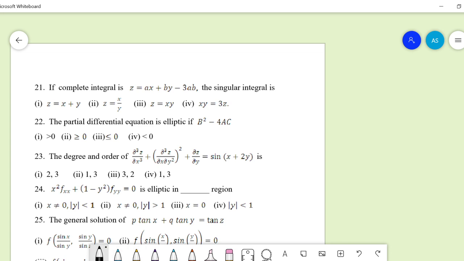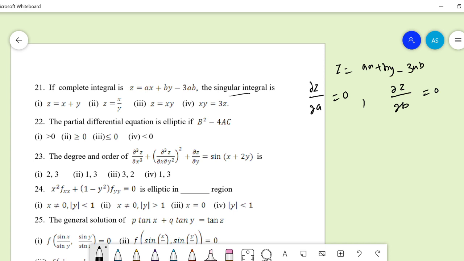So question number 21, already it is in complete integral: z equals ax plus by minus 3ab. We have to find the singular integral. For finding the singular integral, the procedure is to equate dou z by dou a equals 0 and dou z by dou b equals 0. From this we have to find the values of a and b.